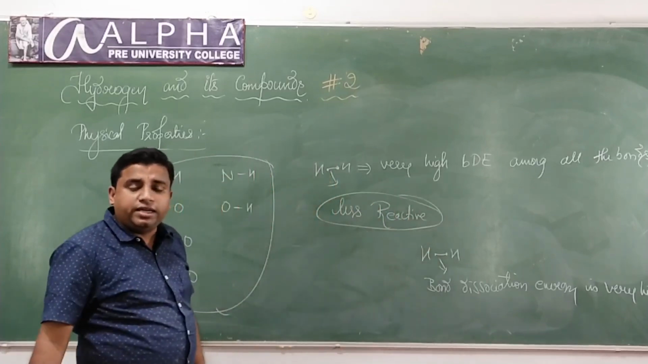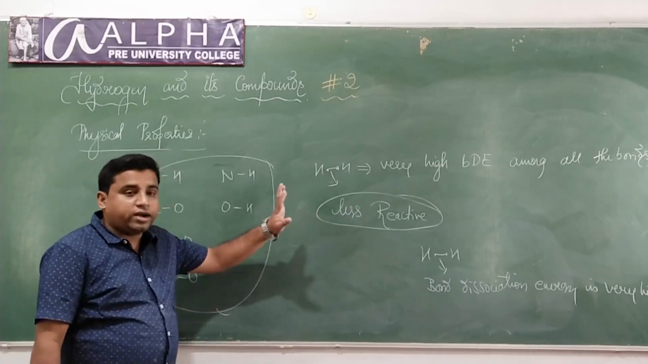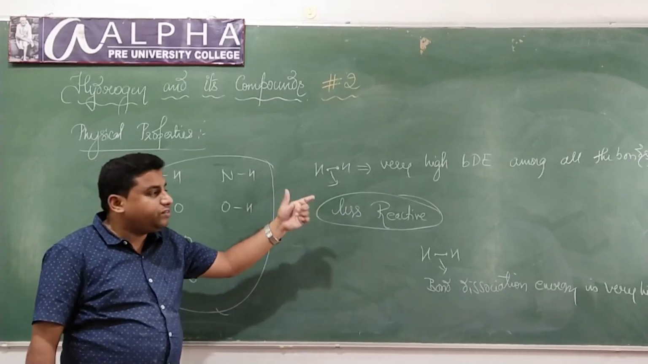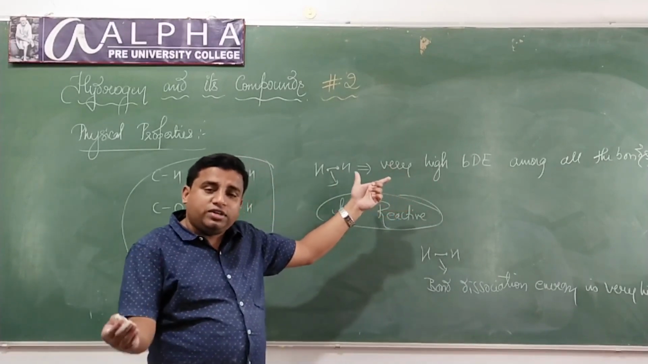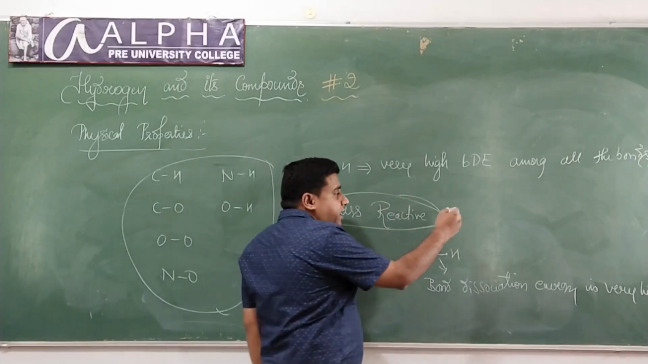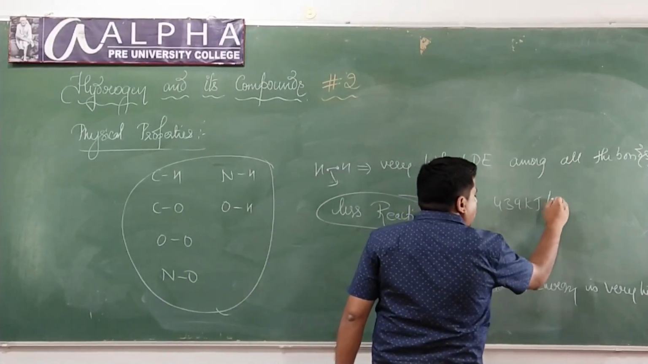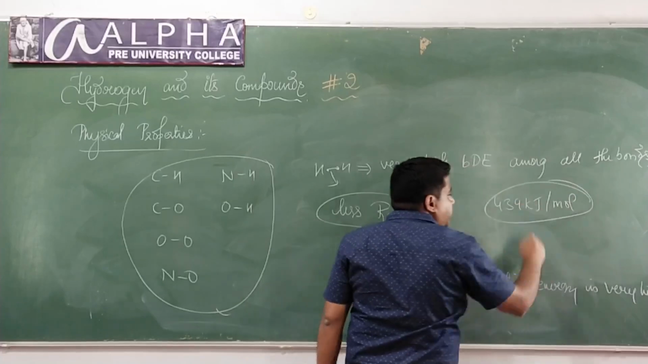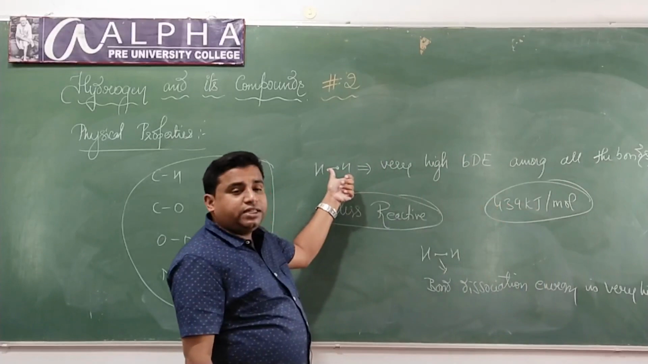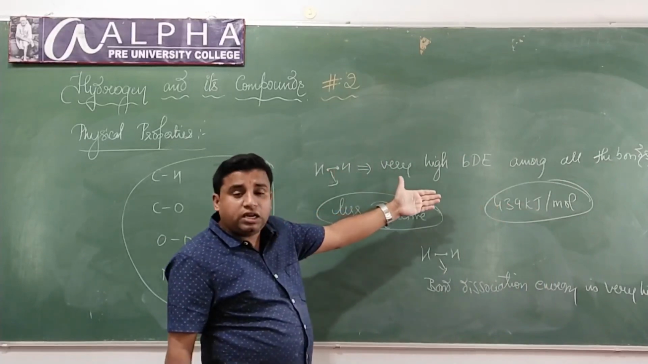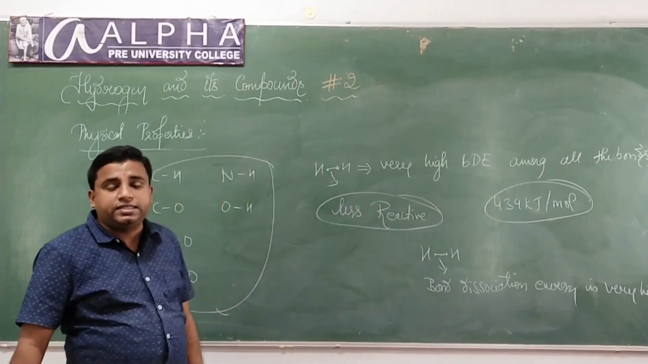Okay, hydrogen is less reactive. Are we clear? Hydrogen is very less reactive since it has very high bond dissociation energy. You have to supply 439 kilojoules per mole of energy in order to break this bond. You have to supply such a large amount of energy to break this bond. Therefore, the hydrogen molecule is less reactive.